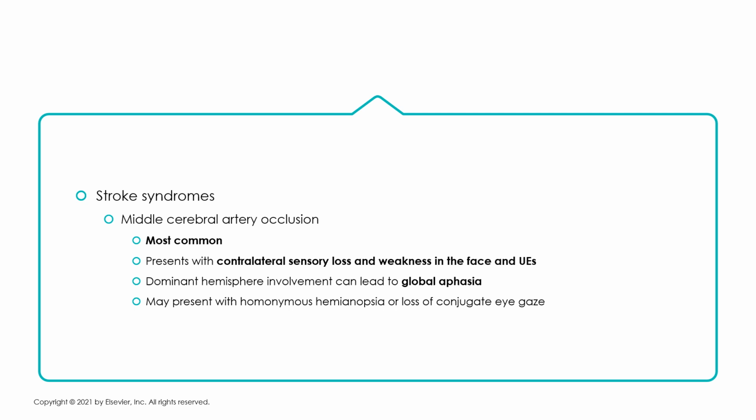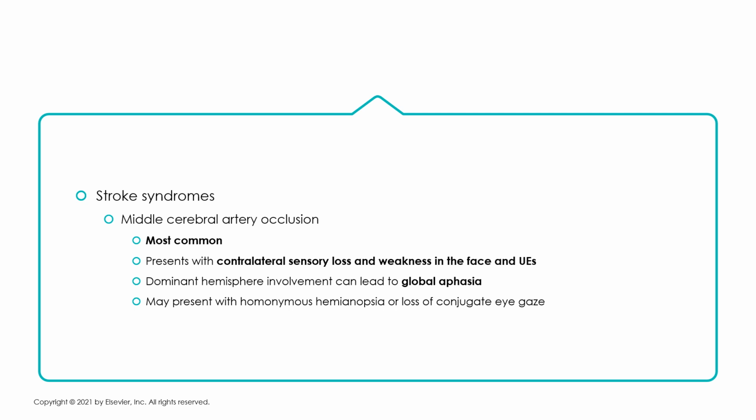Middle cerebral artery occlusions are going to be our most common CVA type, and so that's going to be our most common patient presentation. These patients present with contralateral sensory loss and weakness in the face and upper extremities. It's not to say that the lower extremities aren't involved, but the upper extremity tends to be more involved than the lower extremity. When the dominant hemisphere is involved, it can lead to global aphasia. And these patients may present with homonymous hemianopsia or loss of conjugate eye gaze.